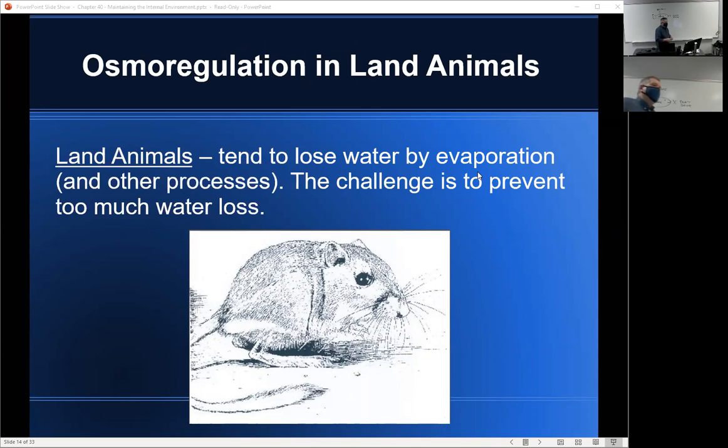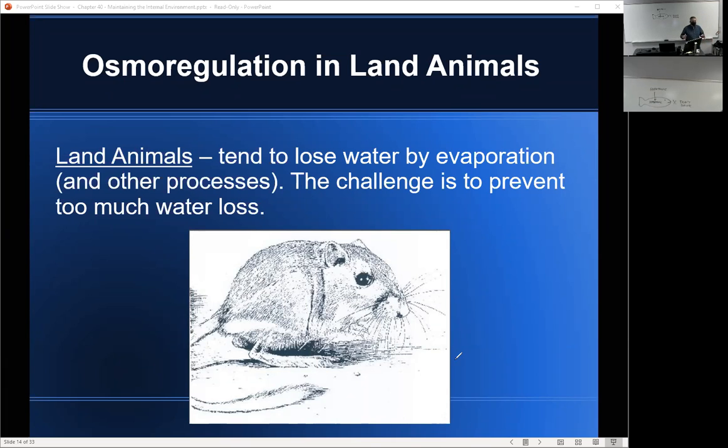All right, osmoregulation in land animals. Land animals tend to lose water by evaporation and other processes. So the challenge is to osmoregulate, but not to lose too much water at the same time. So you might be wondering why there's a picture of this little rodent here. This guy is a kangaroo rat. And these are kind of unique animals. Kangaroo rats are desert animals.